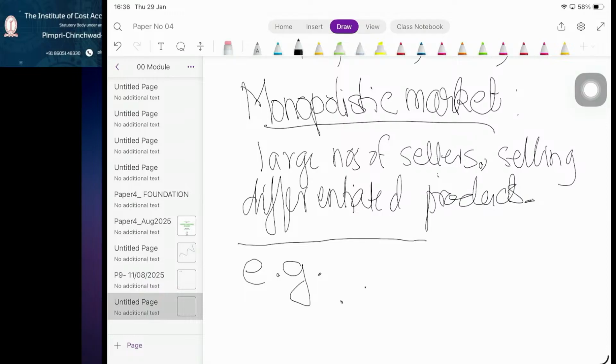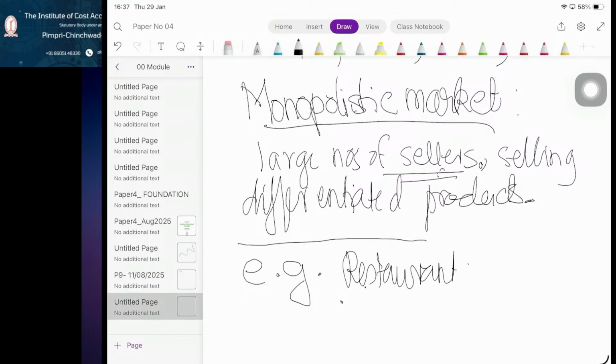Such markets are called monopolistic markets. So the number of sellers is large, and they are selling differentiated products. It can happen that if a seller is very successful, he may have a large market, but still there are many competitors. Like restaurants.